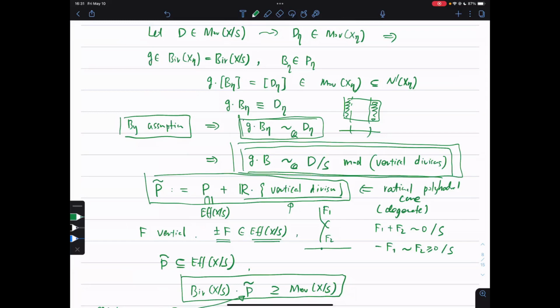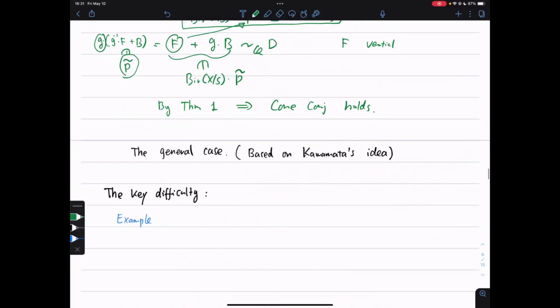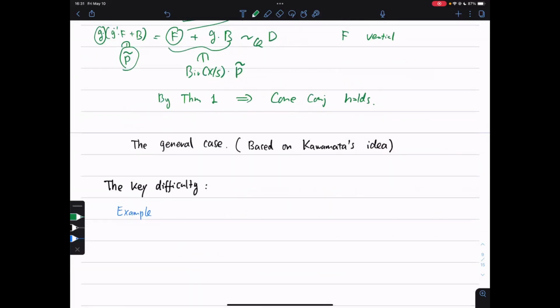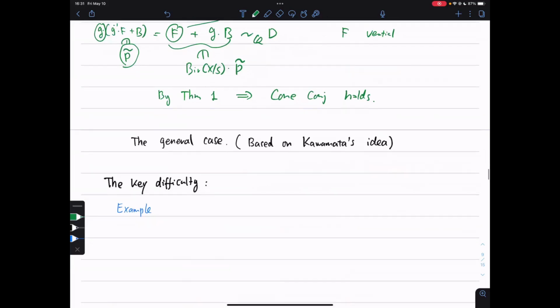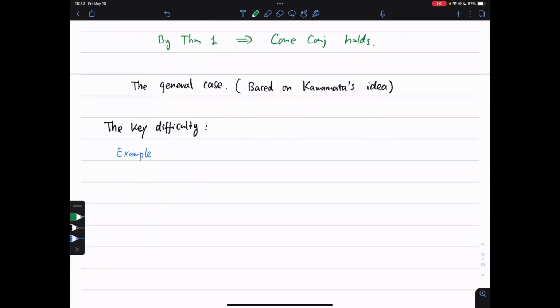However, it may not always hold in the general setting. So let me state the general case. The idea to deal with this case goes back to Kawamata's first paper I mentioned, but I feel that there is something off in his argument. So let me explain the idea I'm putting here. What's the key difficulty? Let me give an example to explain the key difficulty.